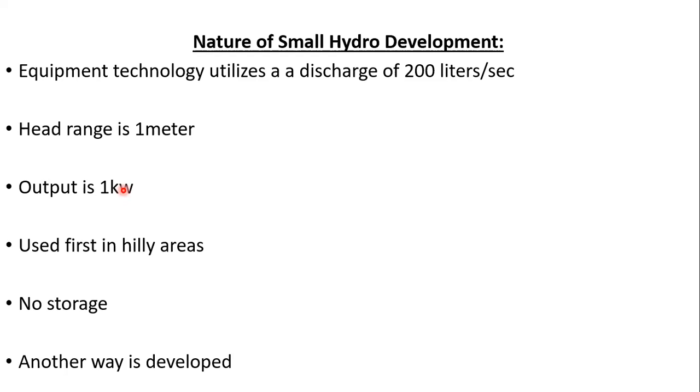There is no need for substantial storage, and generally run of the river is utilized. So the main advantage here is no need of storage. We can generally use the run of the river; when the river is running, we can use this water. And the power is generally consumed in the local areas, eliminating the requirement of long transmission lines. So nearby areas can utilize this power.